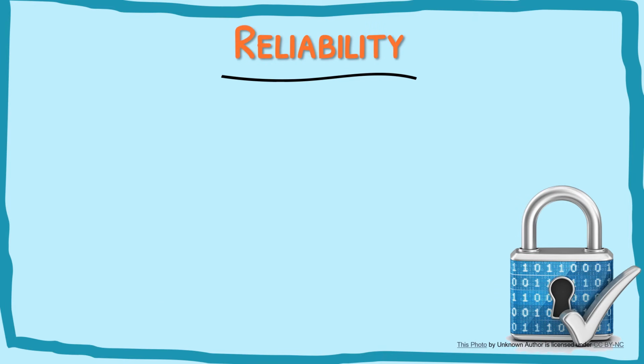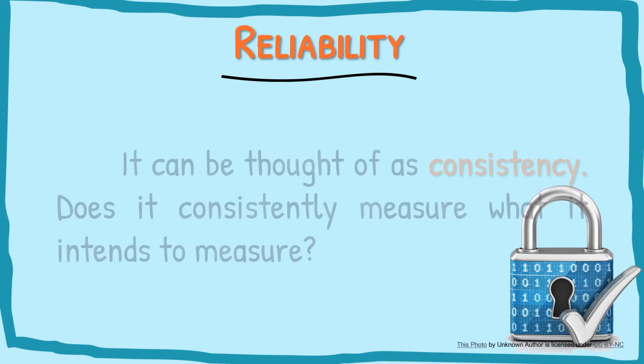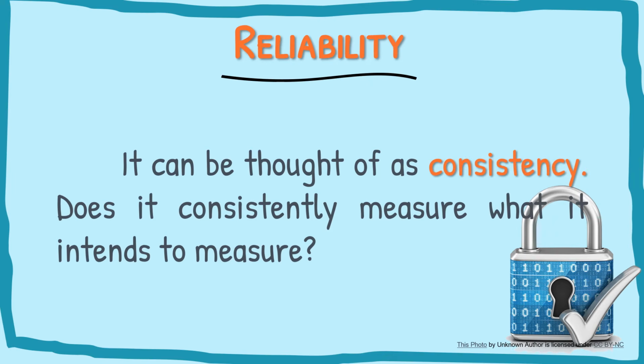Aside from usability and validity, a research instrument must have the quality of reliability. It can be thought of as consistency. Does it consistently measure what it intends to measure?